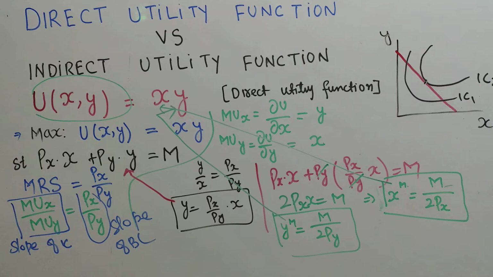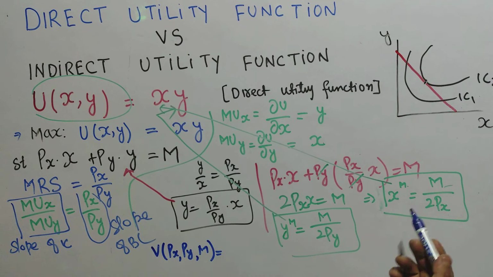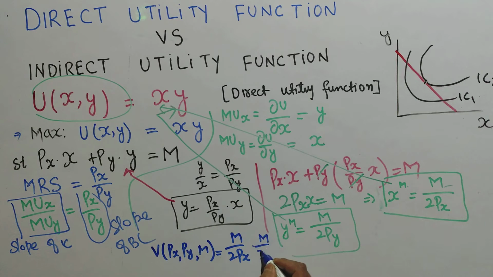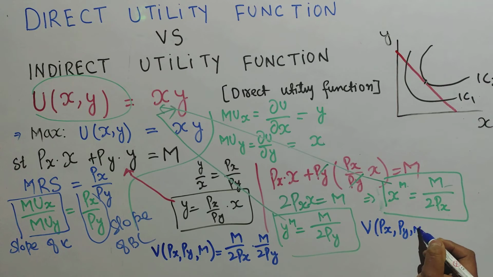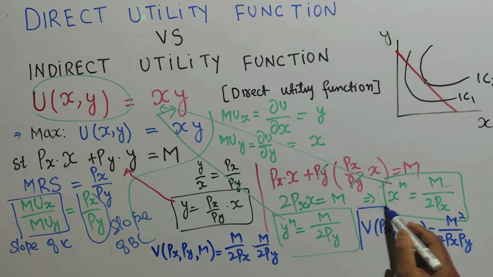Let's try to solve this. When I plug these values into this utility function, what will I get? Let's denote v as a function of price of x, price of y, and income. So the value of x is m upon 2px times the value of y is m upon 2py. See what happens: this v, which is a function of the price of x, price of y, and income of the consumer, is equal to m square upon twice px py. This is what we call the indirect utility function.